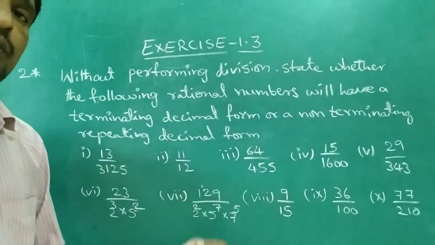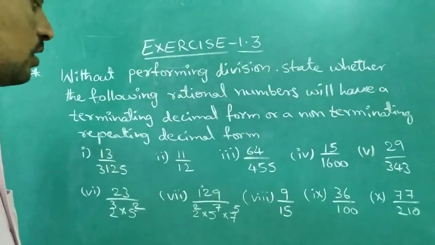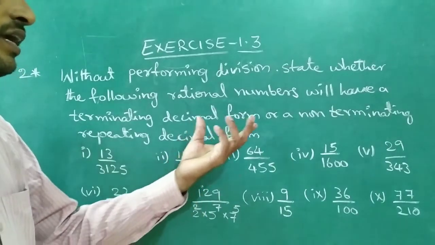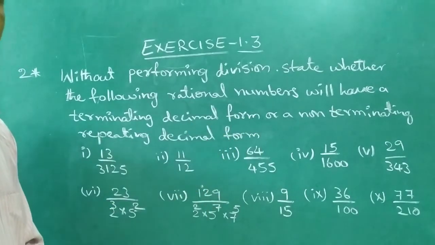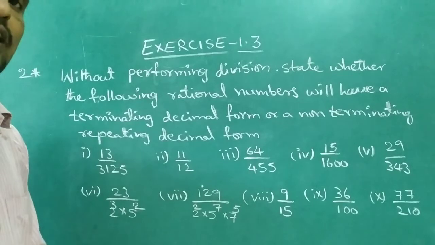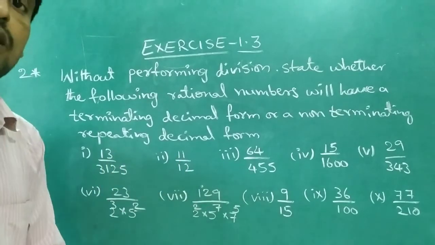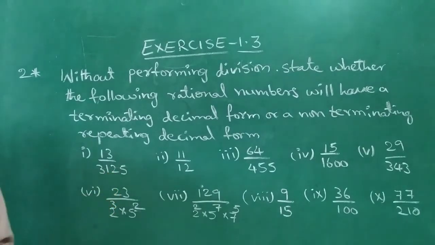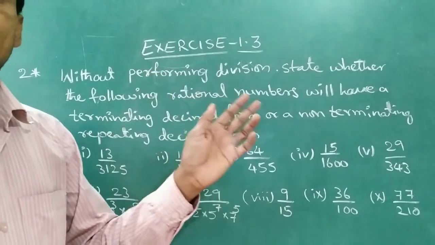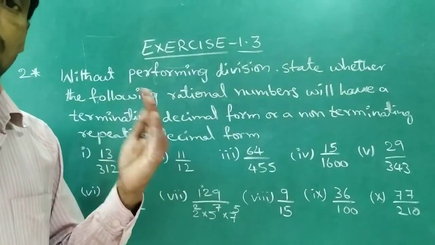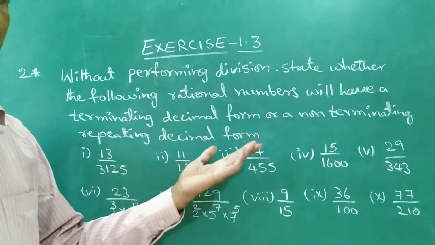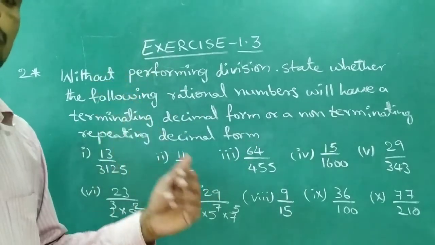So without performing the long division method, we need to find whether these are terminating or non-terminating. How do we say that it is terminating or non-terminating? It totally depends on the denominator. If the denominator is in the form of 2 power n into 5 power n, it is terminating. Otherwise it is non-terminating and repeating decimal. So let us start our solution.